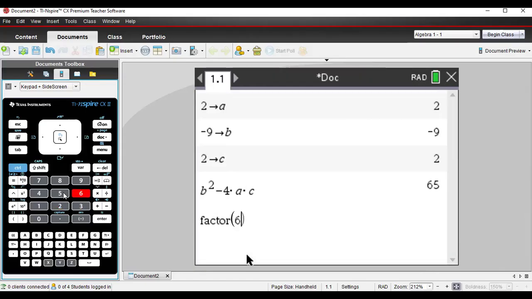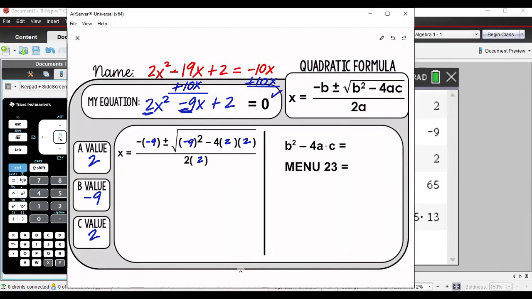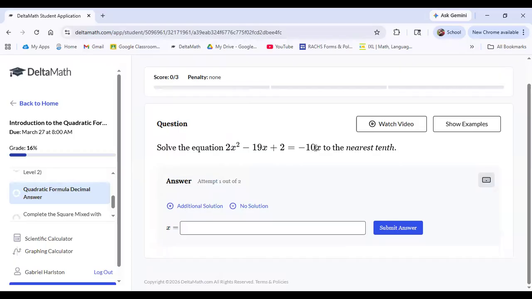So we're going to do 65, press enter, and as you can see, both of the factors have an exponent of 1, so those are odd exponents, which means that it's not a perfect square. It also means that we can't simplify this, but it doesn't matter because this is what they've asked us to do. They've asked us to round this irrational number to the nearest tenth.